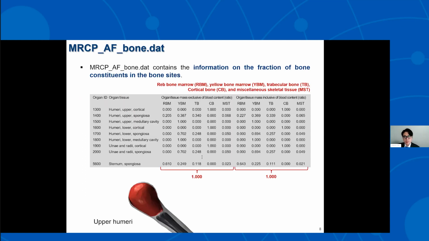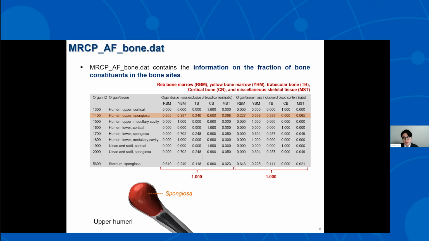And next is the bone file. The cortical bone and medullary cavity are composed only of the cortical bone and yellow bone marrow respectively, but the spongiosa is a complex mixture of various skeletal tissues such as red bone marrow, trabecular bone, yellow bone marrow, and miscellaneous tissues. This file contains the information on the fraction of skeletal tissues in each bone site.